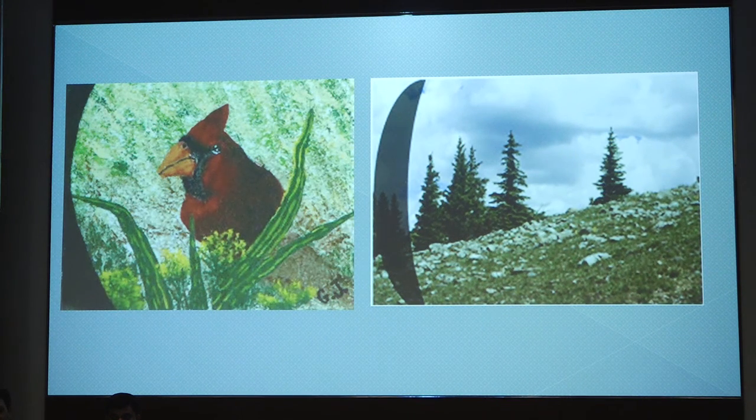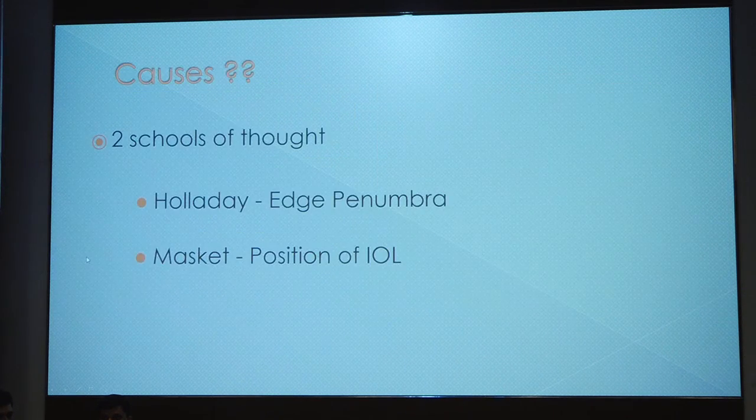This is how the patient would generally describe it. Either it's a translucent area or a totally opaque area on the temporal side. So this is the left eye of a patient. There are two schools of thought as to what causes this. Holladay calls it the edge penumbra, like when you're seeing an eclipse, you have two sources of light and in between them a dark crescent.